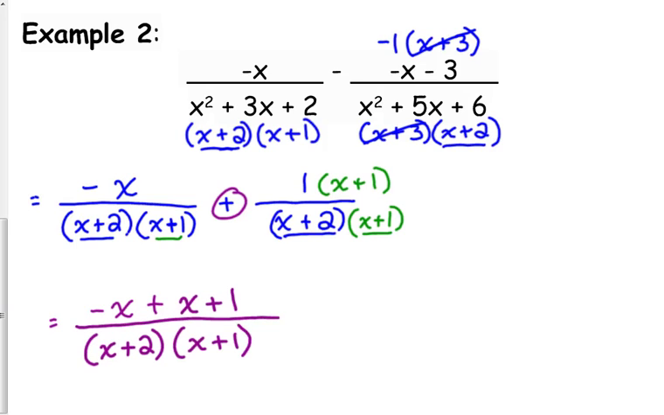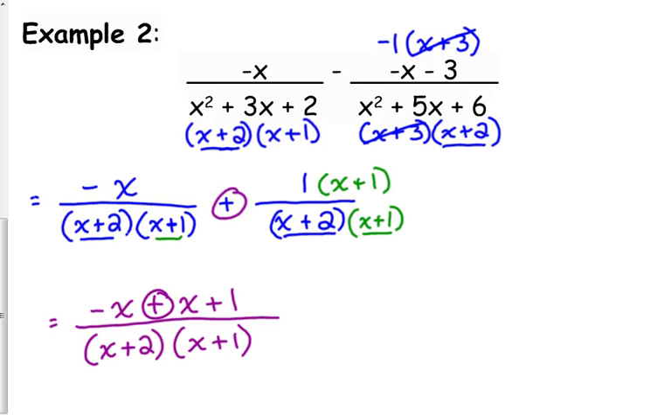Now, we don't want to cancel the x plus 1s. What were you saying to cancel, Carter? The x. Okay, yeah. We can't do that because of this plus right here. But we can combine some like terms in the numerator.